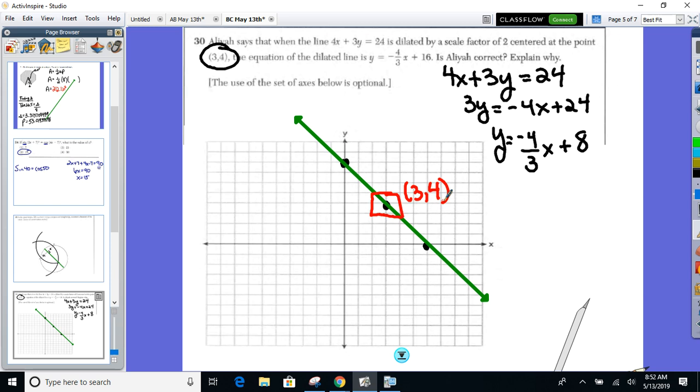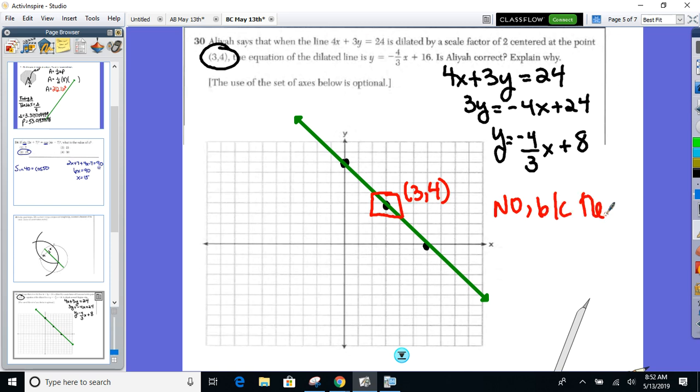And do we remember from this unit what happens when you dilate from a point that's on the line? Stays the same. Because dilating by two means all these points are going to get twice as far away as they are now. So it's going to get twice as far away, still on the line. Pick any point and dilate it by two, it's still going to be on the line. So is she right? No.